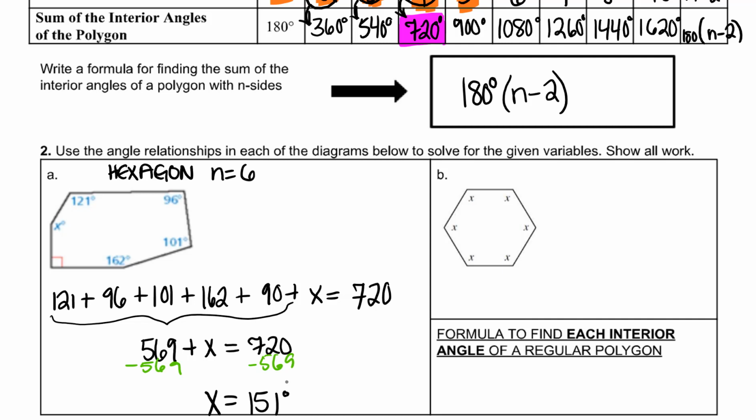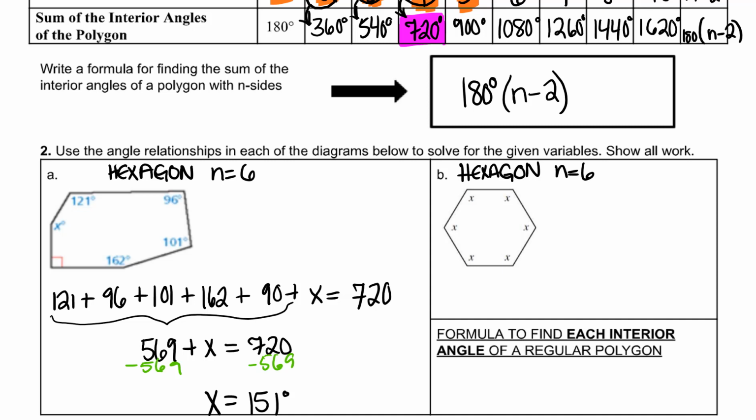Okay, what about part B? What do we have here? We have a 1, 2, 3, 4, 5, 6, a six-sided polygon. But now it's telling me that every single interior angle is the same. Each interior angle is congruent. This is actually an equiangular hexagon.